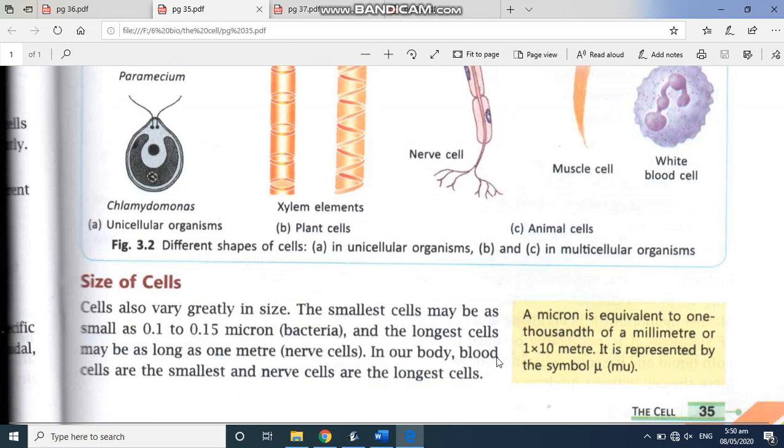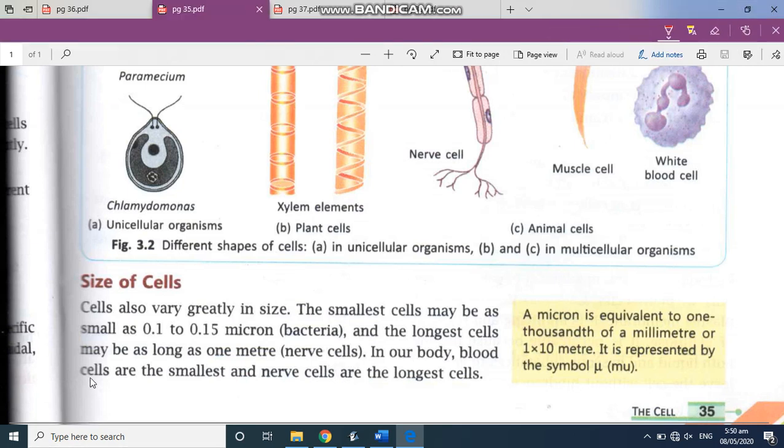And the longest cell which we find is in our body, that is the nerve cell. In our body, blood cells are the smallest and nerve cells are the longest. So you can underline this line that we have, blood cells are the smallest.